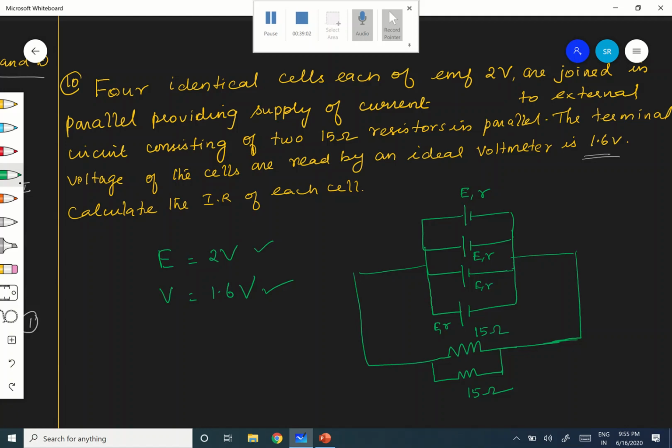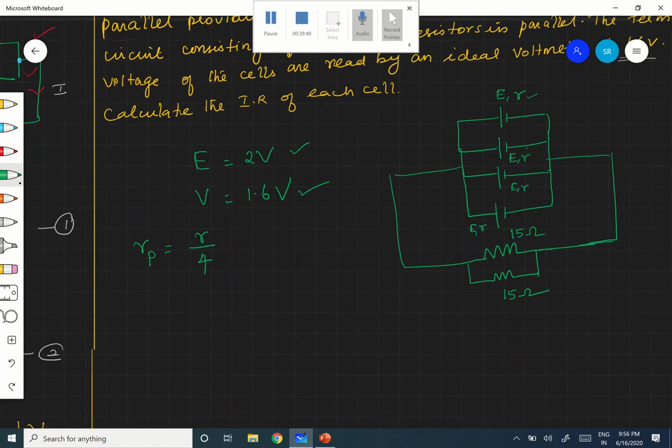For that, what can be done here? You have to find out the internal resistance r. All 4 EMFs, the cells, are in parallel now. Therefore, what will be Rp? Rp is the equivalent internal resistance, which should be equal to r by 4, because there are 4 cells, each of internal resistance small r, connected in parallel. Therefore Rp is equal to r by 4.